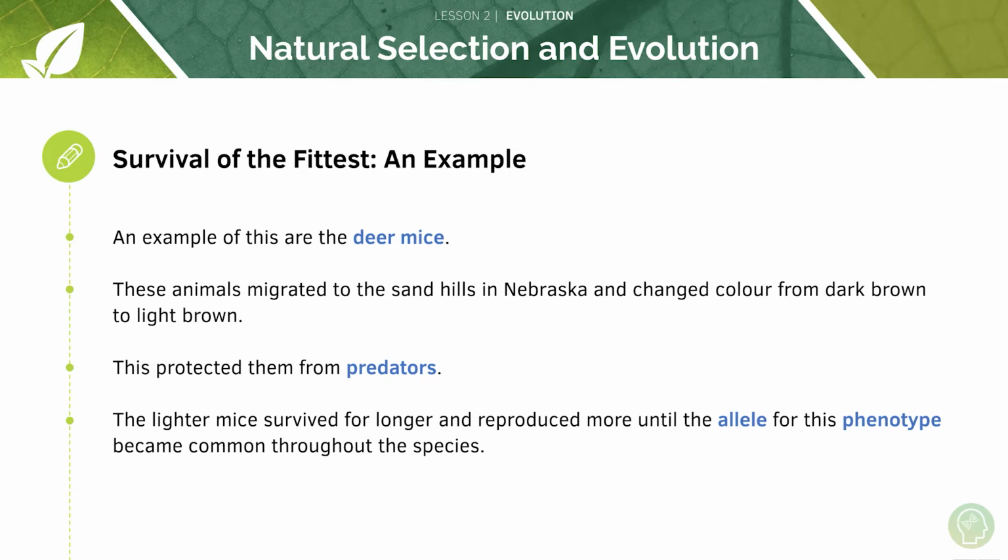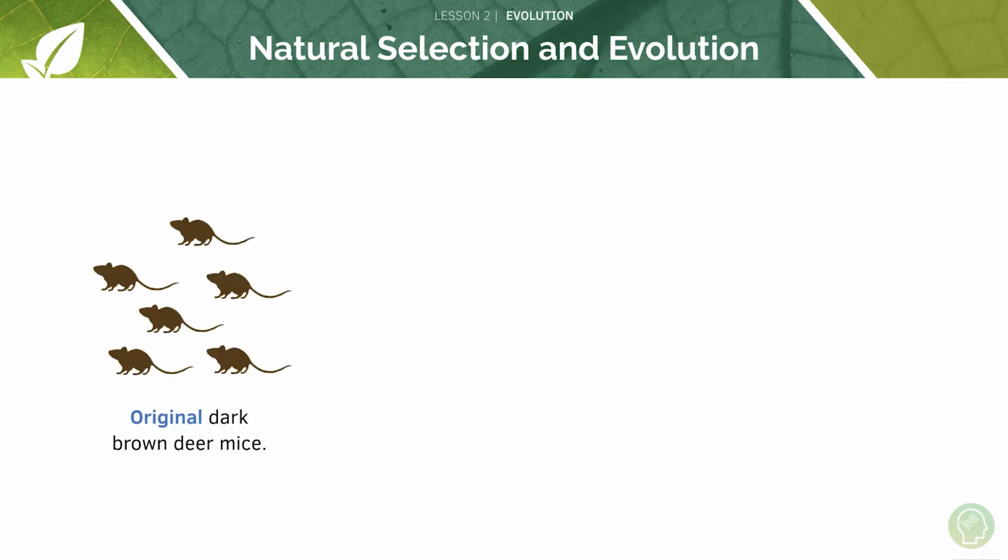Now that they've moved to this new environment where there are predators amongst the sandhills, the lighter mice survived for longer because they were more camouflaged into the sand, whereas the darker mice stood out more and therefore predators were more likely to find them and eat them. So, the lighter mice had this adaptation that allowed them to survive for longer than the dark brown mice, and therefore allowed them to reproduce more. So eventually the allele for this light brown colour became more popular within the species. So that's our example of survival of the fittest.